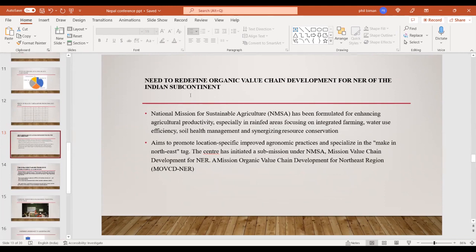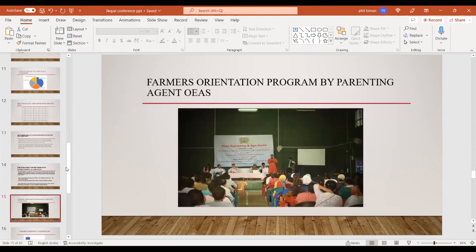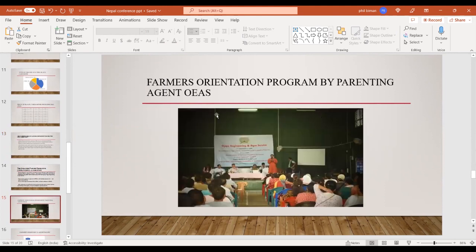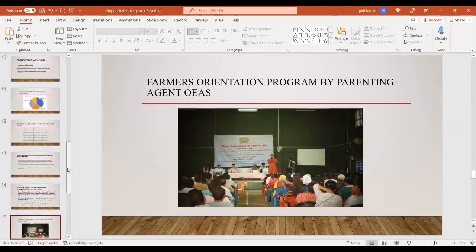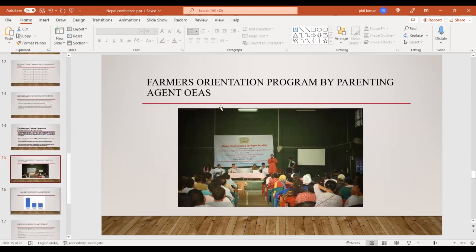And that's why we need to look into this area and redefine with such programs that organic value chain development in the region. And these are some pictures of farmers attending an orientation program organized by some private parties.